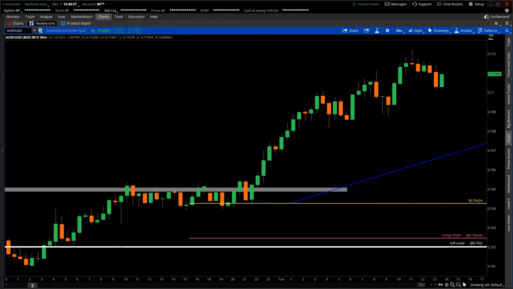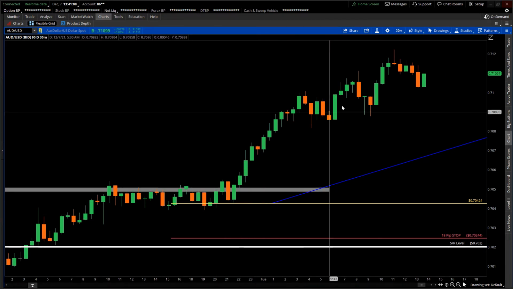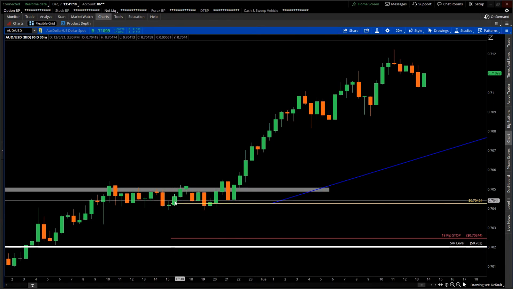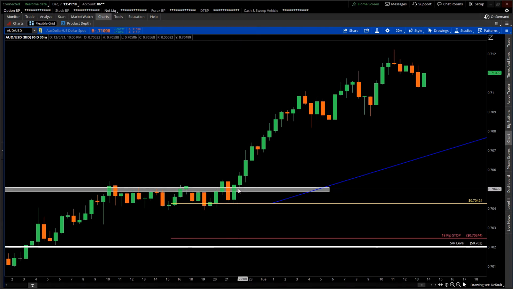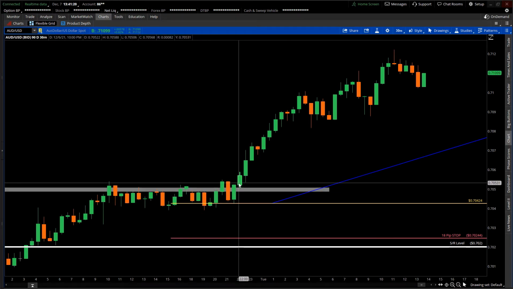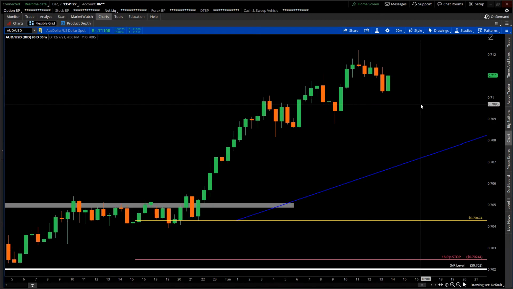Today is December 7th, and this is just a quick update on the Australian dollar US dollar spot pair, which is currently trading at 0.7109. So there was a strong push up. Right here on this candlestick, this was my entry at 0.70424.